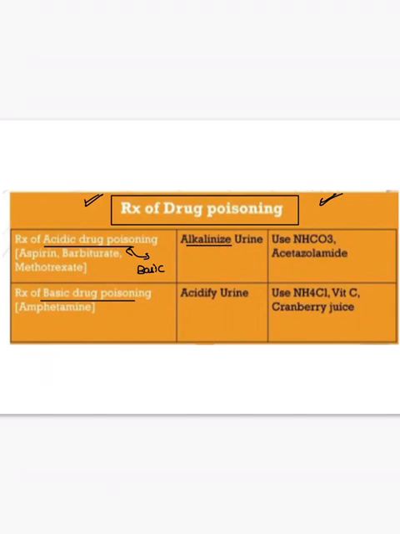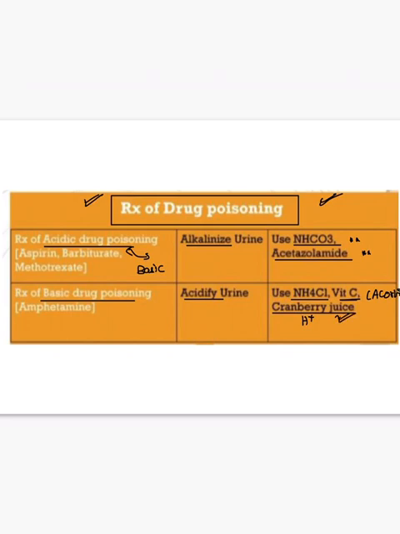So we need to alkalinize the urine. So how do you do it? That is bicarbonate. So we can use either sodium bicarbonate or acetazolamide. That is used to alkalinize the urine. Now coming on to the basic drug poisoning. So basic will do good when it goes to acidic people, because two opposite poles attract. So here for basic we need to acidify the urine. That is, we can use ammonium chloride, that is NH4 plus, vitamin C, ascorbic acid, the other name. So in the name only acid is coming. And you have cranberry juice. Okay, this cranberry juice also helps to acidify the urine.